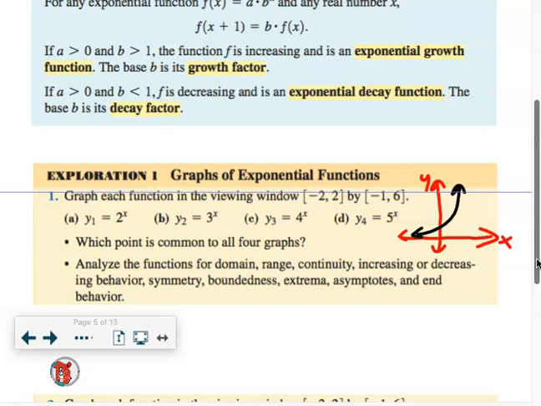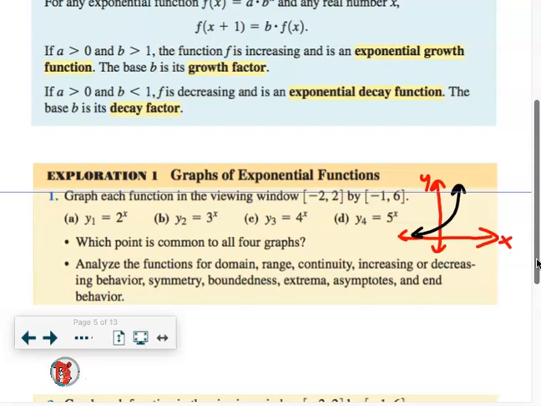Now, the steepness of each one is changed by having a larger base. So starting off with 2, that's basic growth. 3 is going up a little bit faster. 4 is going up even faster yet, I should say. And then 5, even faster yet.